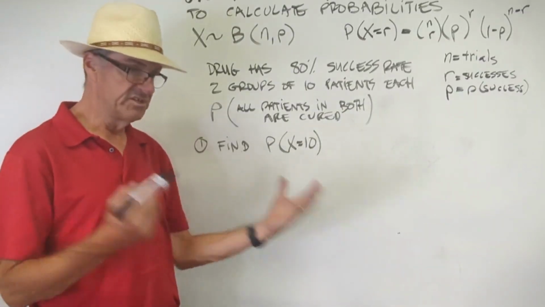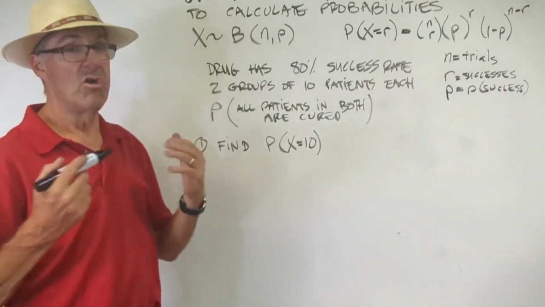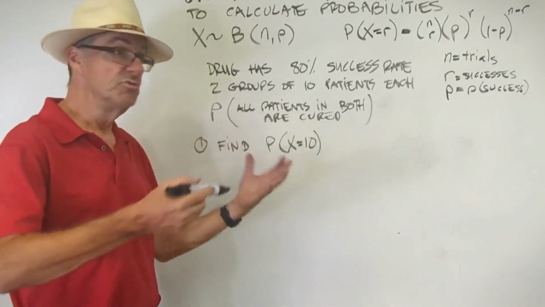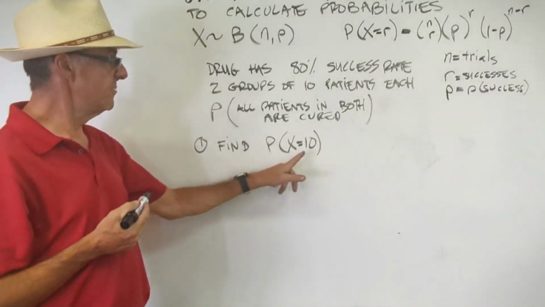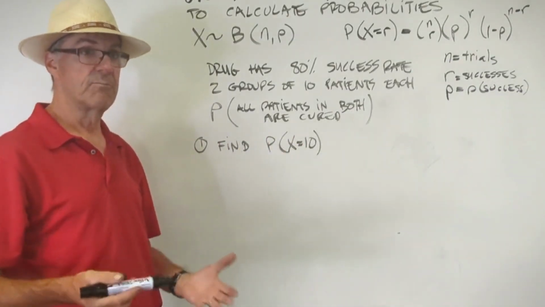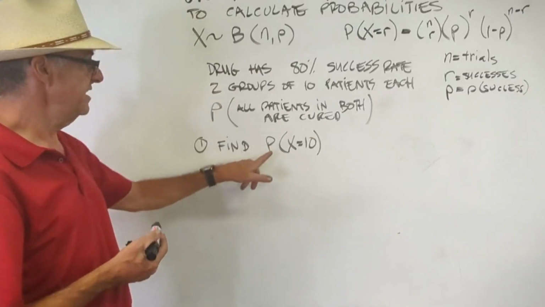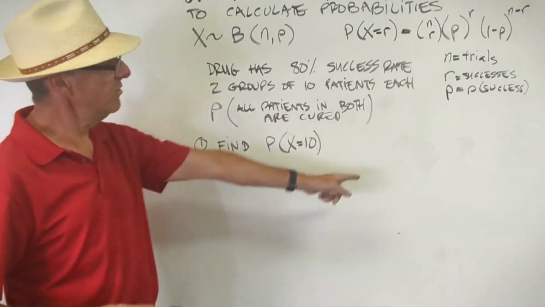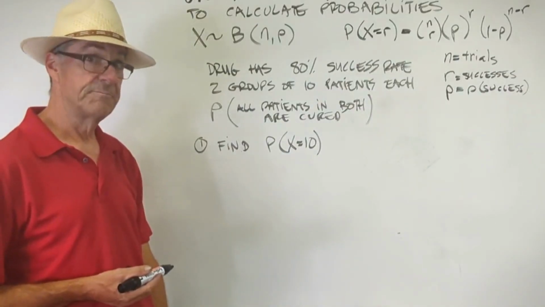So we're going to give each of these groups the drug, and we want to know what is the probability that all those patients are cured. And we have 2 groups, so we have 2 different sets of data. What we're going to do first is calculate the probability for just one of those groups, and then we're going to use that result to figure out the probability of getting everybody cured in both groups. So we need to find the probability of random variable x equals 10. Now pause the video and tell me what these variables are.